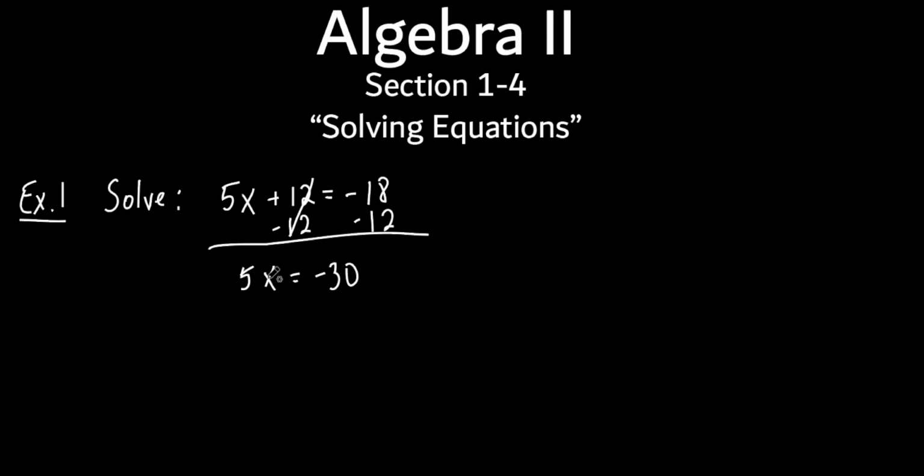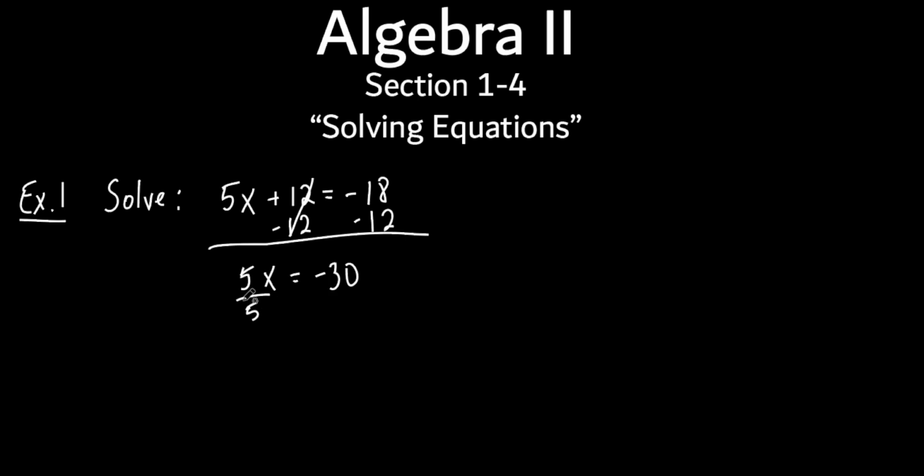What operation? It's timesing, isn't it? It's multiplying. How do I get rid of something that's being multiplied? Divide it, okay? Do the inverse operation. The inverse or the opposite of multiplication is division. So I divide by 5.